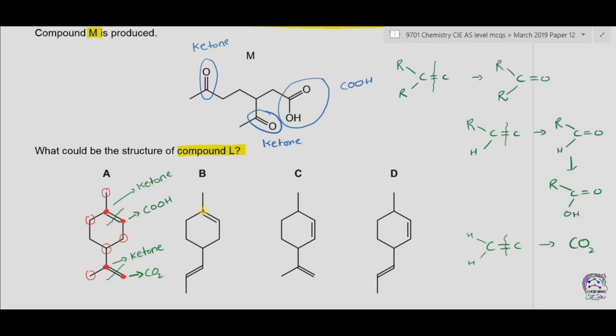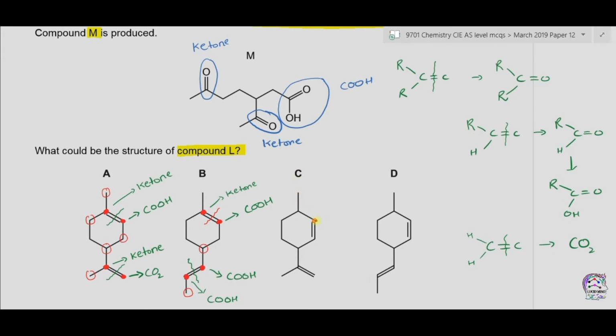In B we can see this carbon atom makes a ketone. This carbon atom will make carboxylic acid as discussed in the previous one. This carbon atom has one alkyl group directly attached and one hydrogen atom. So this will first convert into aldehyde and then into carboxylic acid. This carbon is also making double bond and it has one alkyl group directly attached. So it will first convert into aldehyde and then into carboxylic acid functional group.